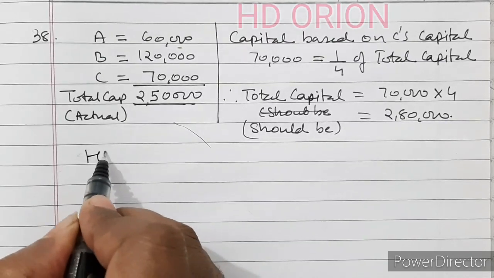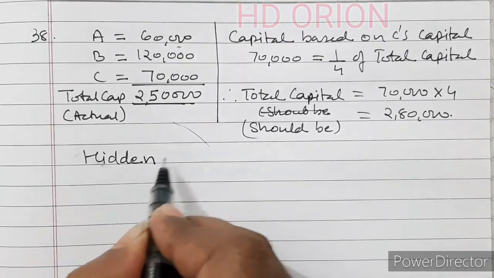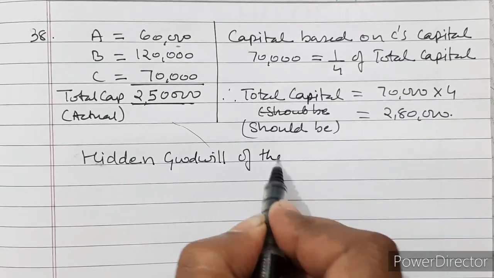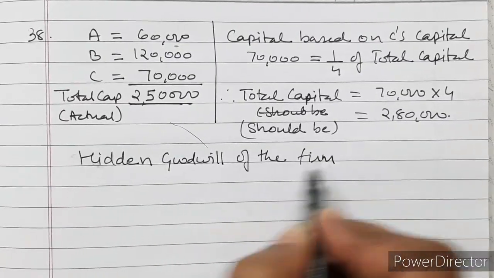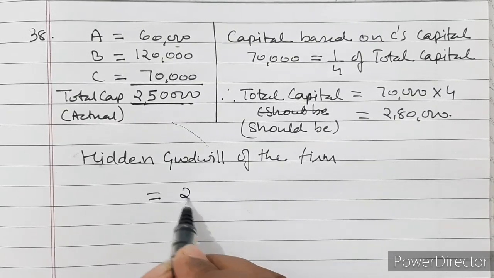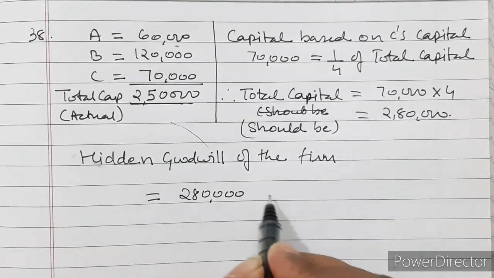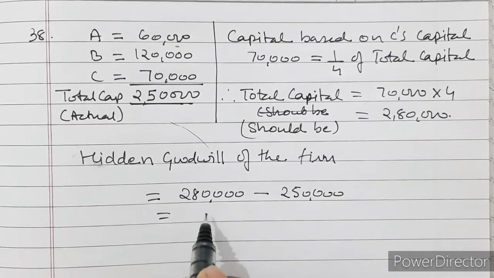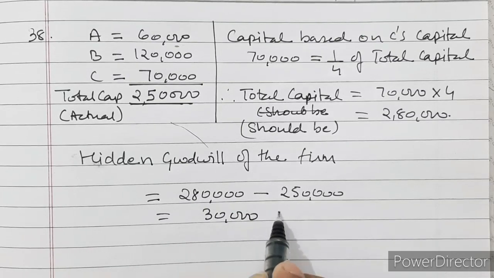So hidden goodwill of the firm is equal to 2,80,000 minus 2,50,000. That is equal to 30,000. Answer.